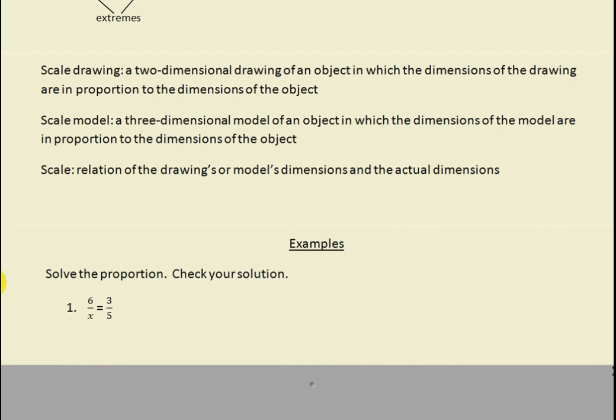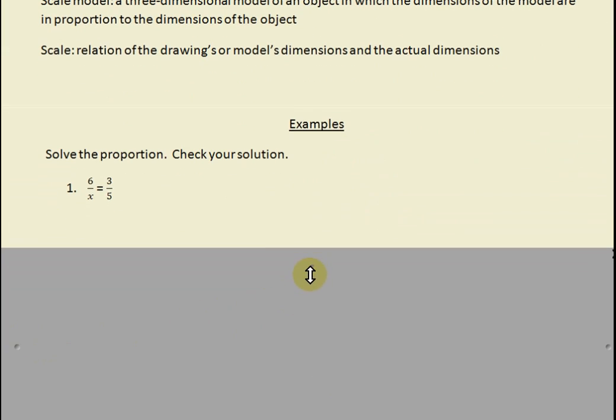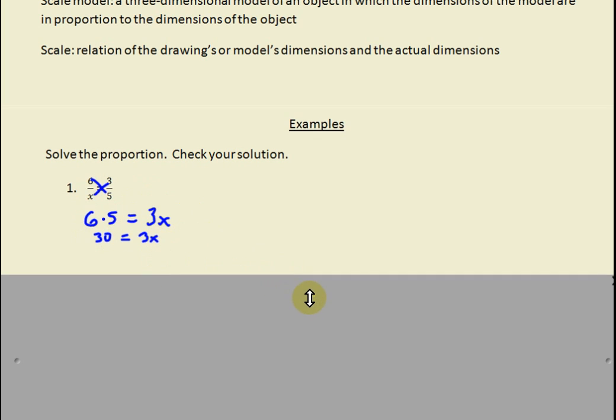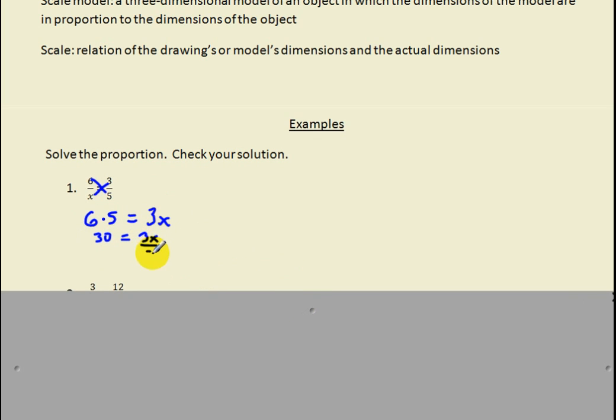Okay, so first of all, let's start with a fairly straightforward proportion where we have 6 over x is equal to 3 over 5. Okay, and we're going to use the idea of cross products, so we can say 6 times 5 is equal to x times 3, which of course we can write as 3x. So if we want to simplify this, we have 30 is equal to 3x, and then of course we'll get our solution by dividing by 3. So divide by 3, divide by 3, and we get 10 is equal to x.